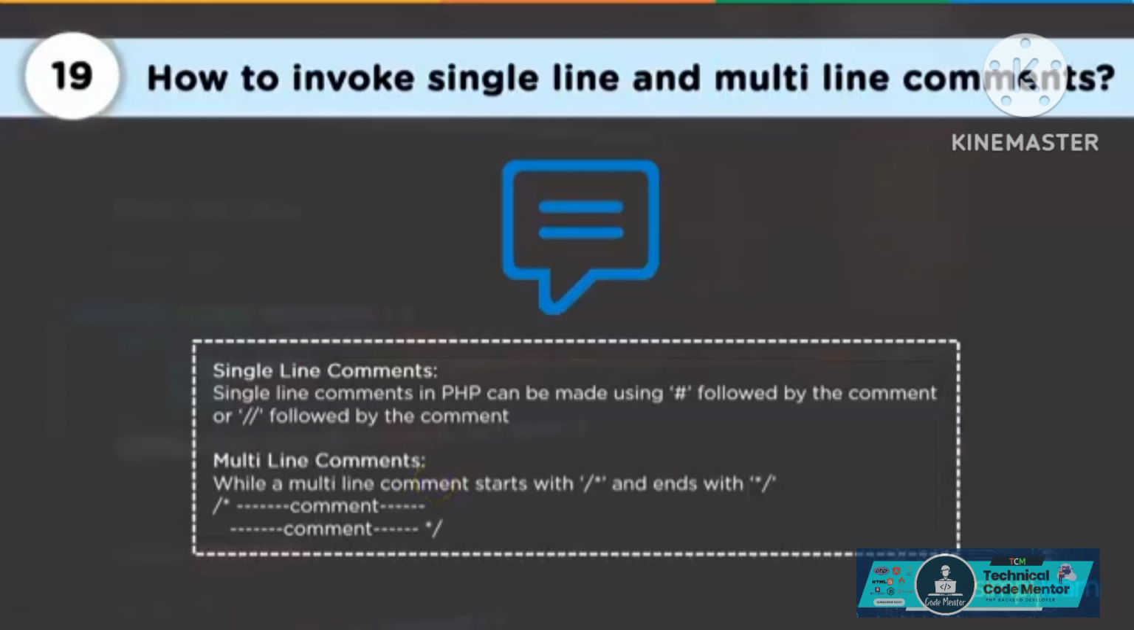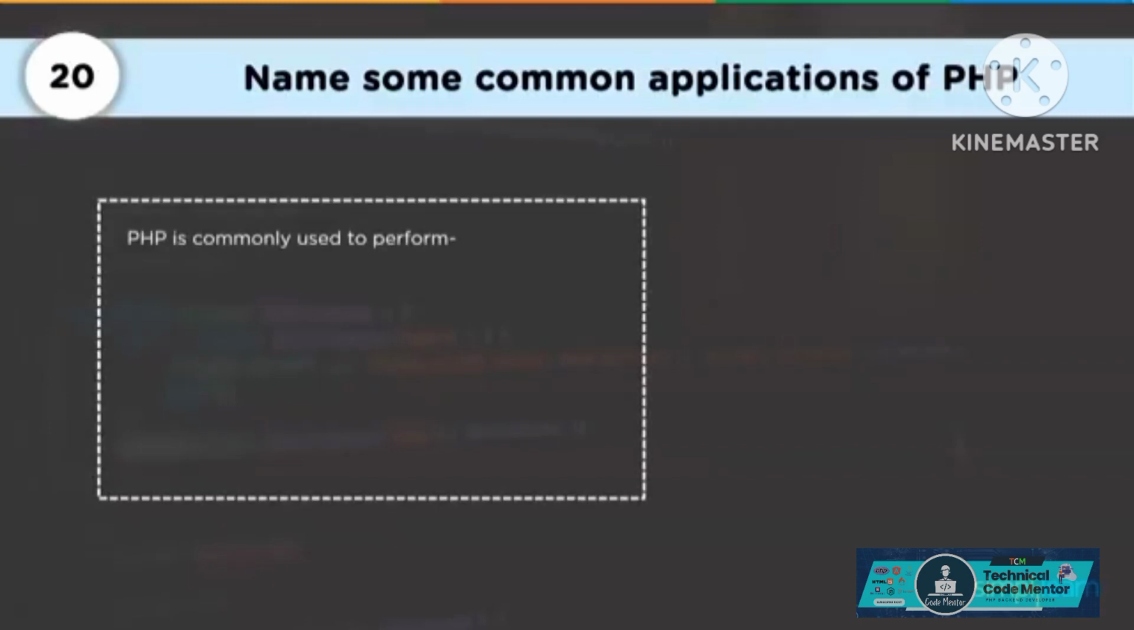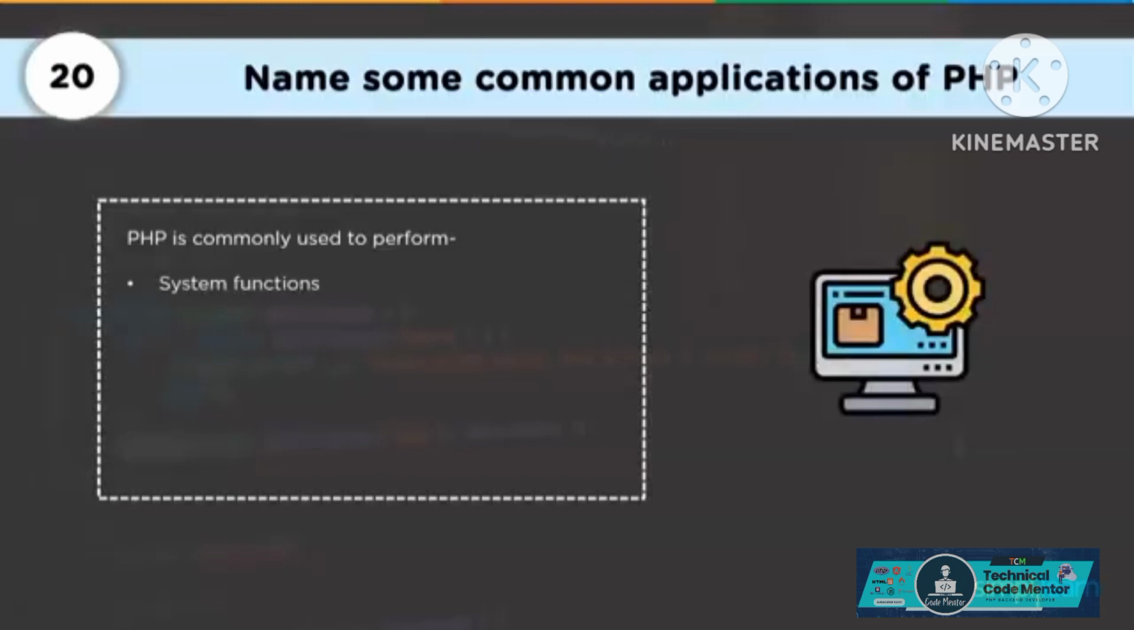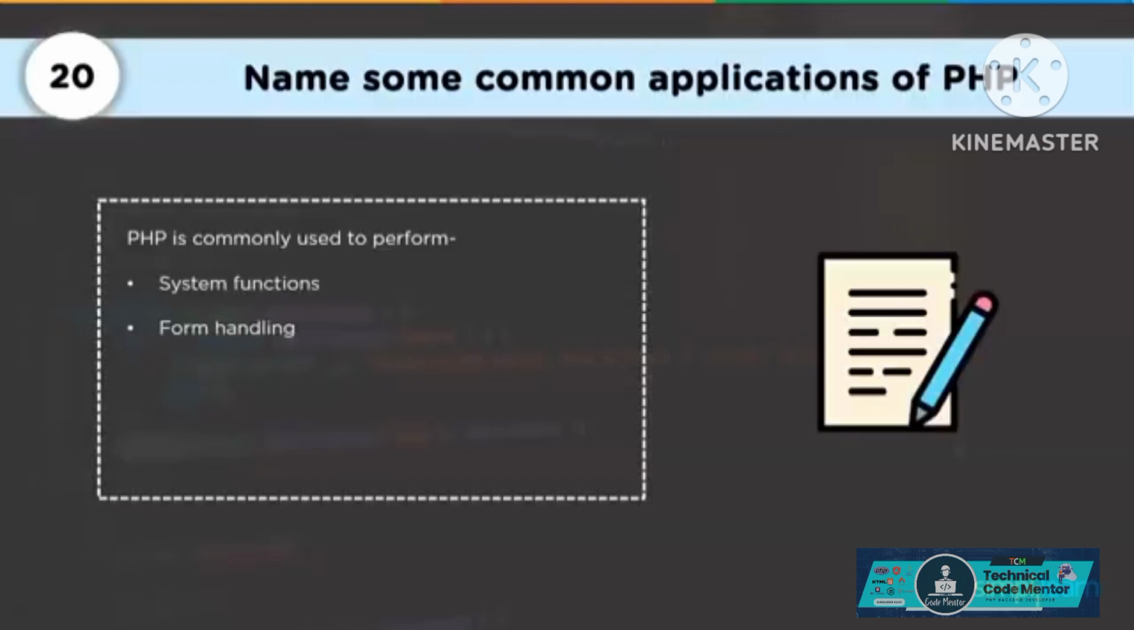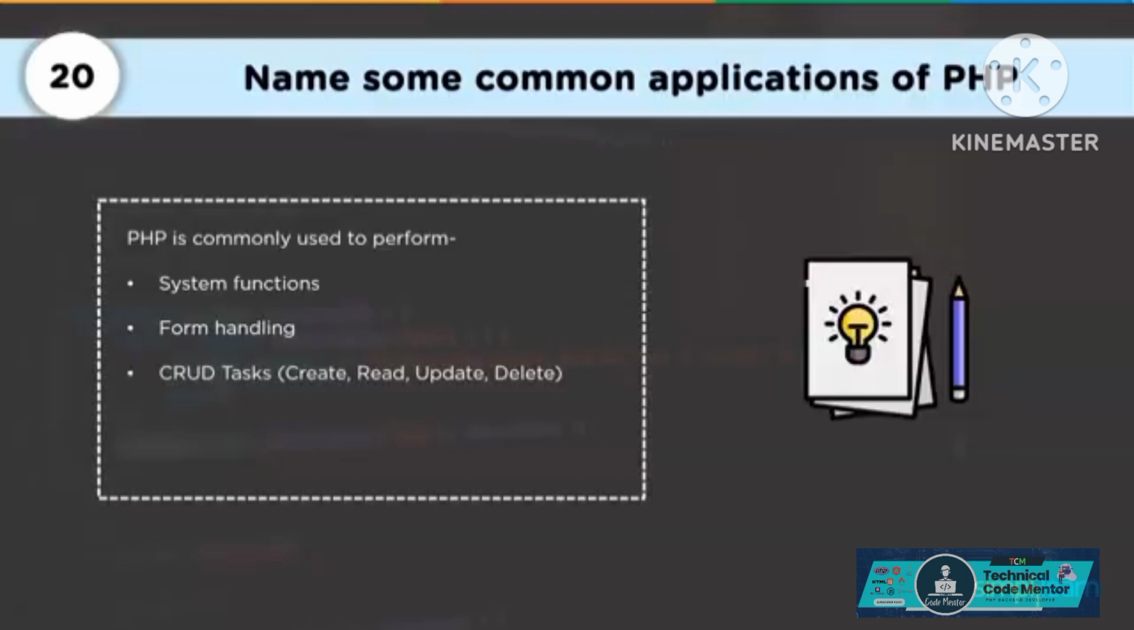Now let's move on to the next question, that is, name some common applications of PHP. So some of the most commonly used PHP applications are system functions, form handling. PHP is very commonly used to handle the forms that you see on the web pages. CRUD tasks. Now CRUD tasks are create, read, update and delete.